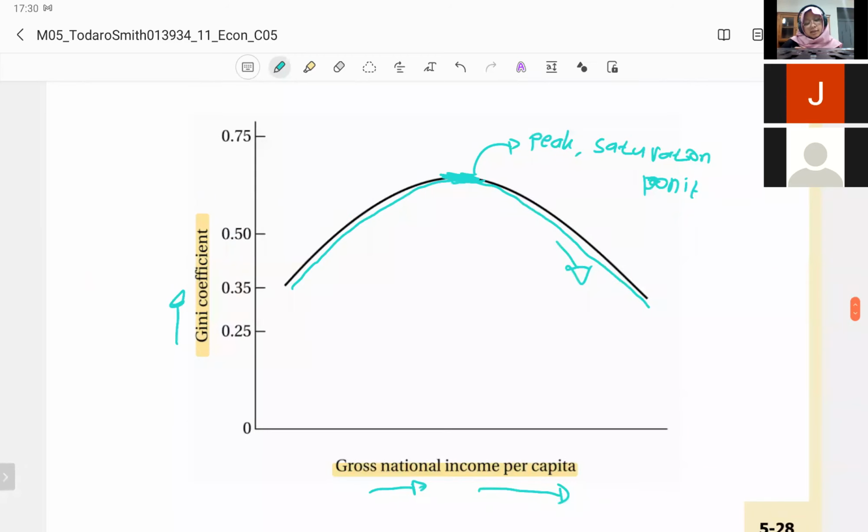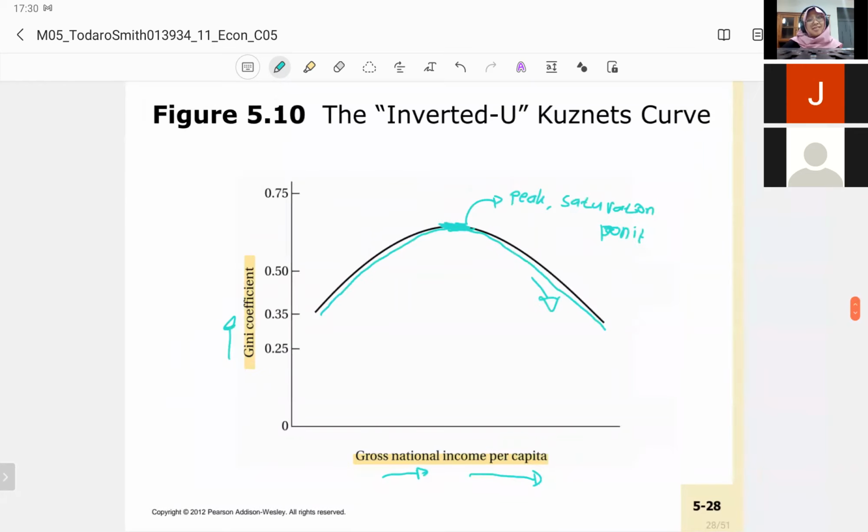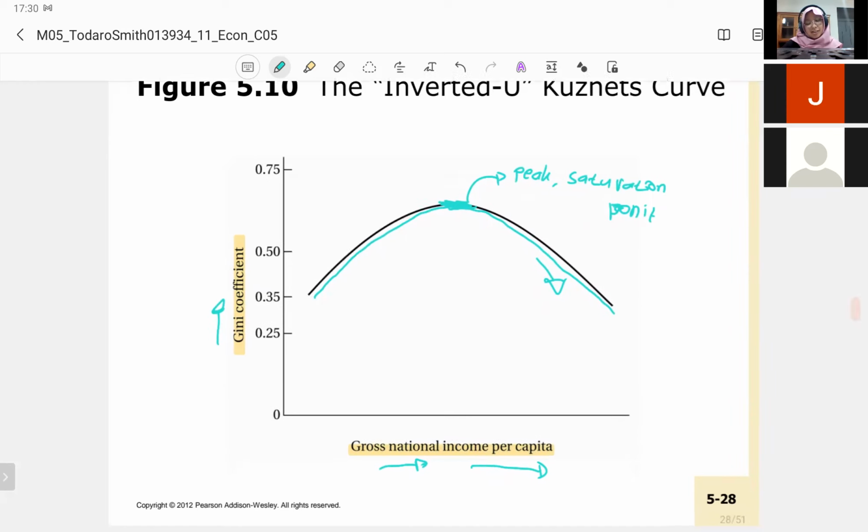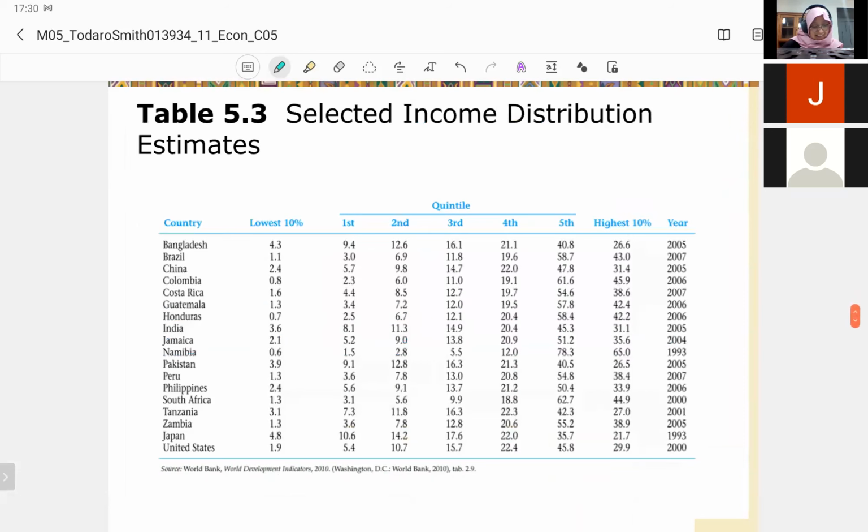Basically, this theory stated that when a country is growing, its income distribution is going to be unequal up to some point, and then as it keeps growing, its income inequality is going to get better. Its income distribution is going to be better. Well, does that happen in real life? It's debatable. You can argue with anything you want, but this is the theory of the inverted U Kuznets curve. Whether it happens in real life or not, let's take a look at this data.